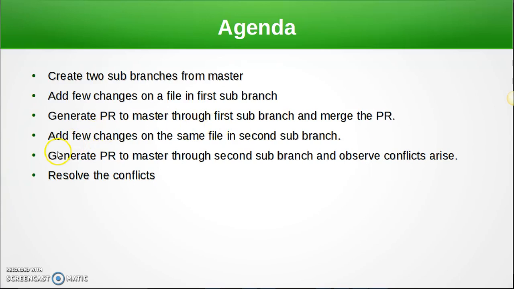Later on, we will make a few changes to the same Java file which has already been updated by the first sub branch in step 2. But this time we will update this same Java file with the help of the second sub branch. Then we will generate a pull request to the master with the help of the second sub branch and observe that a few conflicts arise this time. So now our responsibility is to resolve those conflicts, so that the code of the second branch is also updated on the master. So guys, this is our agenda for today.